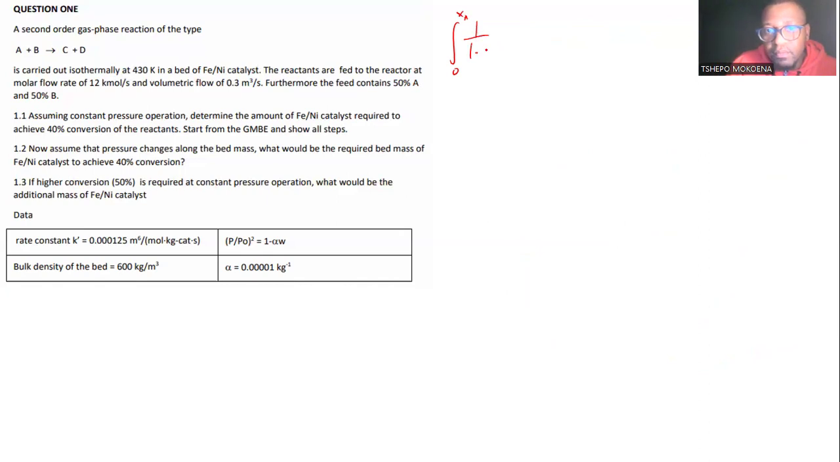We have 1 over this dXA. How to integrate something that looks like this? I will use my u substitution. I'm going to let u be equal to 1 minus XA. This inside of the bracket, I'm going to let it be equal to this.